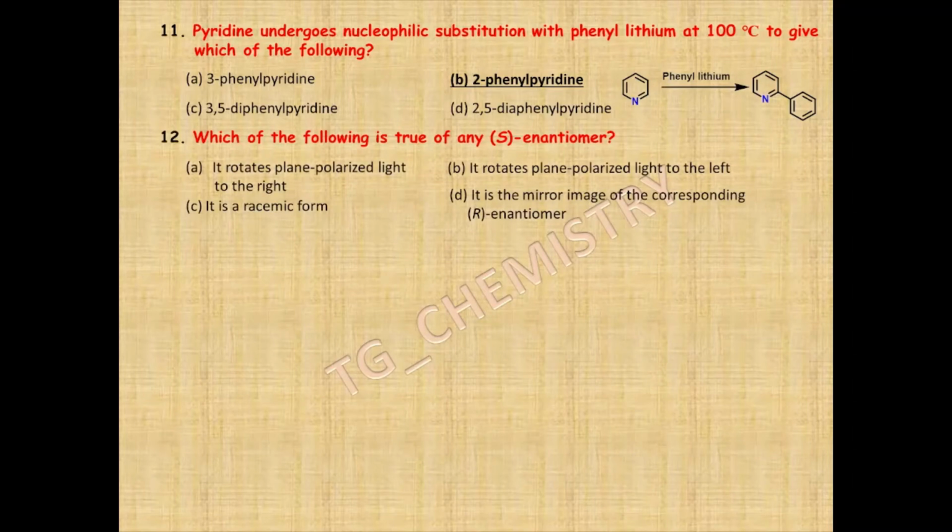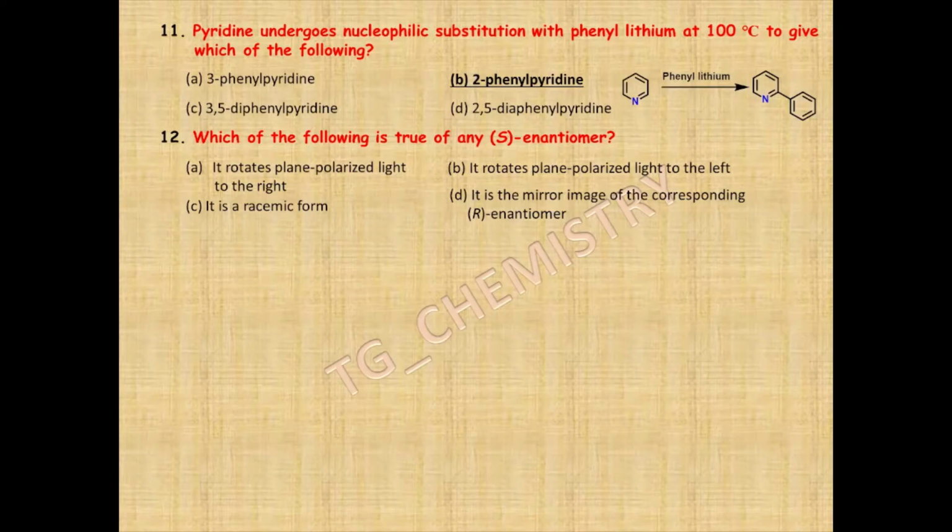Which of the following is true for any S enantiomer? We know for optically active compounds, the nomenclature, in my earlier video on organic stereochemistry, I have discussed elaborately the tricks, also how to assign the chiral carbons in R and S forms. If you have gone through it, you may know the answer easily. So which of the following is true for the S enantiomer?